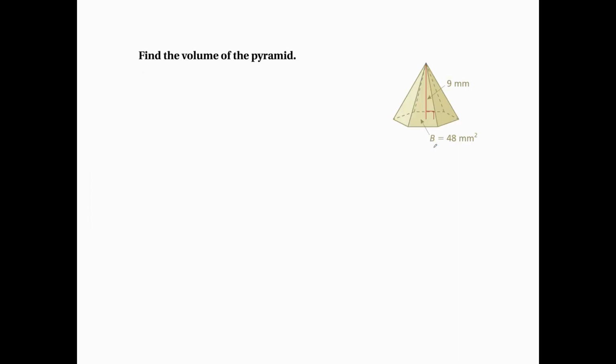There we go. Let's look at an example. Let's find the volume of this pyramid. Notice that capital B is given to us. It's 48 millimeters squared. So you do not have to find the area of this. How many sides are on this figure? 1, 2, 3, 4, 5, 6-sided base, which is a hexagon. So you don't have to find that area. They give it to you. So that makes this pretty easy.